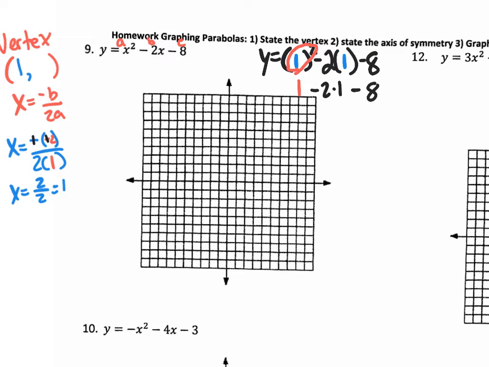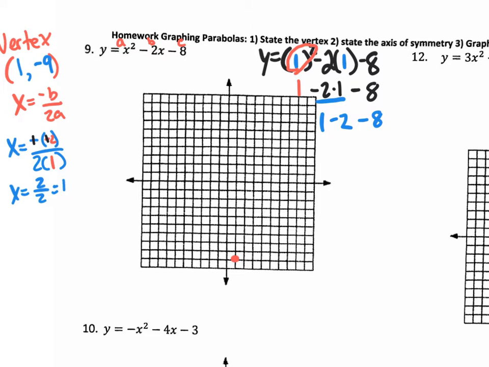So after exponents is multiplication. Minus 2 times 1 is negative 2. Bring down the minus 8, bring down the 1. And if you do 1 minus 2 minus 8, we end up with minus 9. So the vertex is minus 9. So the vertex is 1, negative 9. Let's graph that most important point of 1, negative 9 and put a dot right there. Okay?